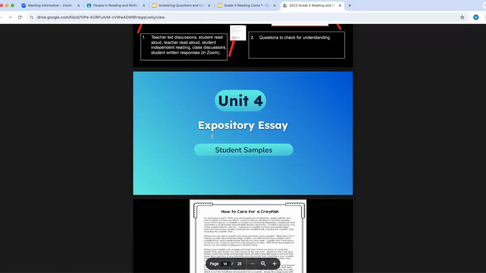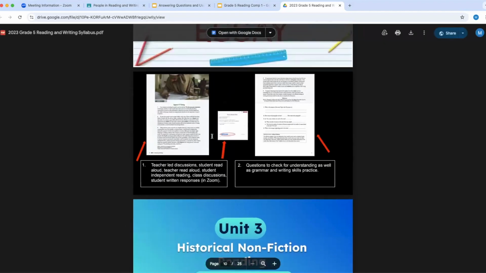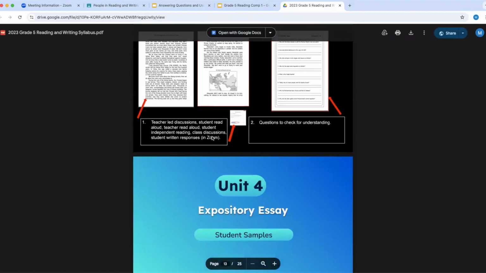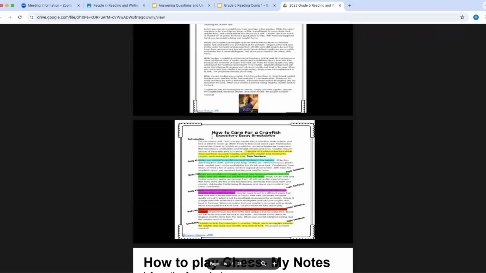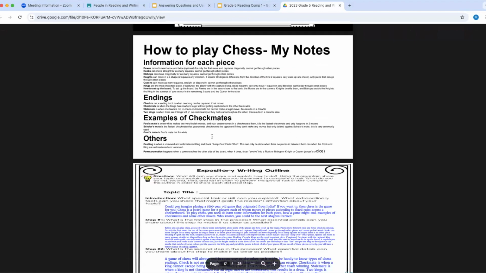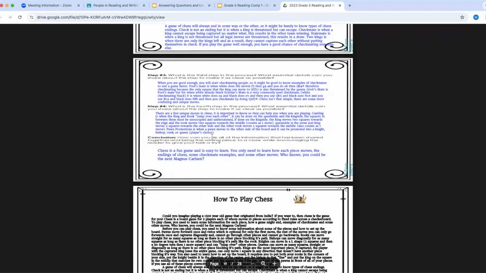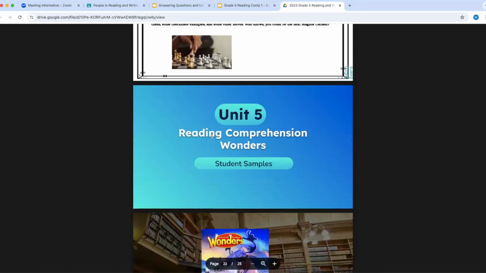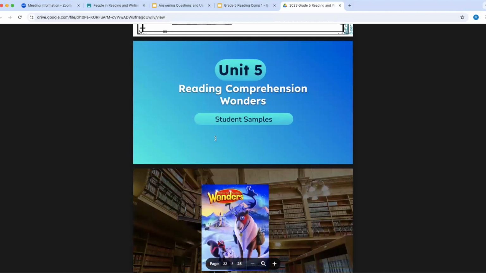Then you're going to write an essay. So first we're going to learn about essays, and then we're going to skip 3. We're going to go to 4. We're going to write an essay. And you can always look here at some of what the other students did. And then the last unit is wonders reading.